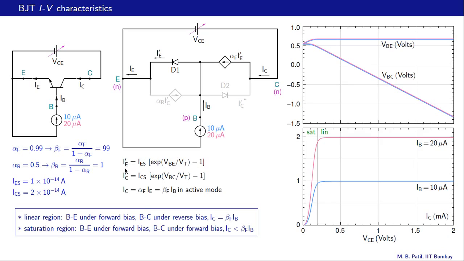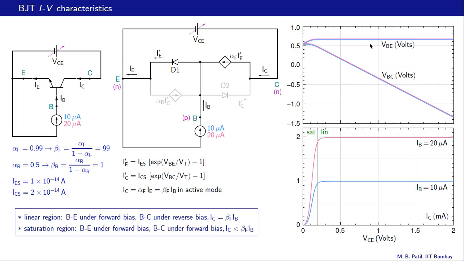And if IE prime changes by a factor of 2, it calls for a change in this factor, e raised to VBE by VT, by 2. Now because this is an exponential relationship, that requires VBE to change only slightly, and that is what we are seeing here essentially.